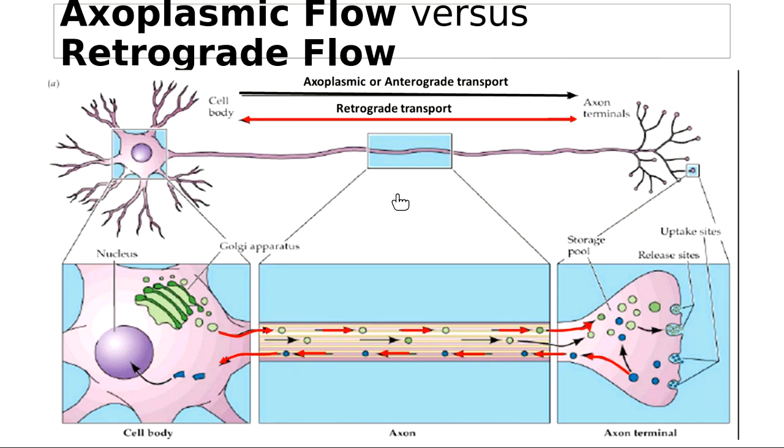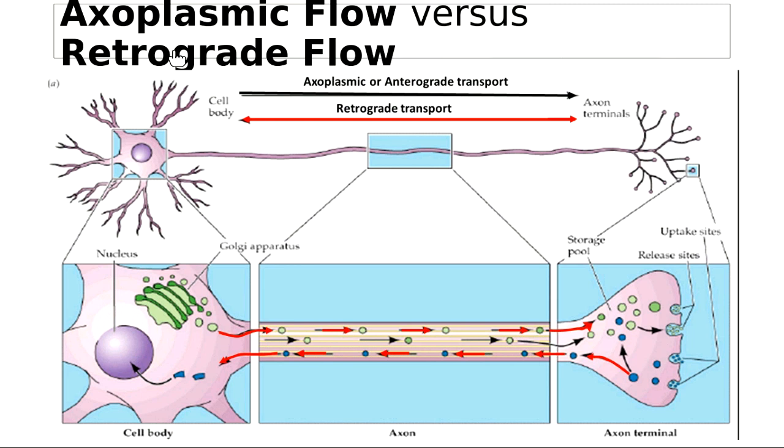Now we talk about axoplasmic flow and retrograde flow. I don't know what happened to my little deal here, but axoplasmic flow versus retrograde flow. So let's read the definitions. Axoplasmic flow. Okay, there it is on the top. The flow of nutrients down the axon to or toward the synaptic knobs. This is a one-way flow. So it just goes from the cell body down toward the axon terminals, the synaptic knobs.